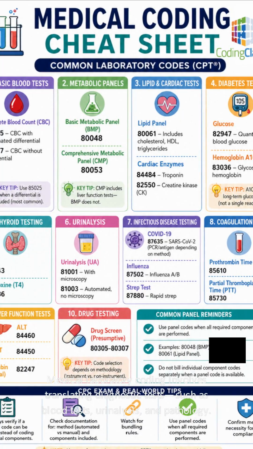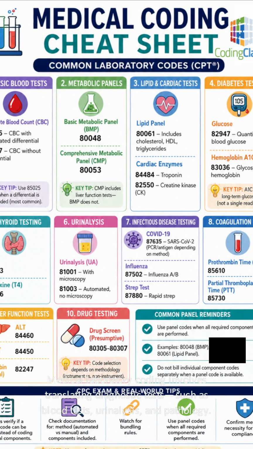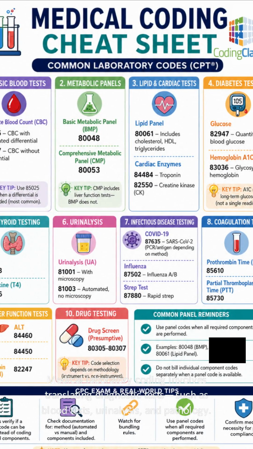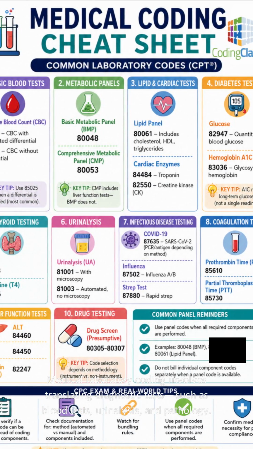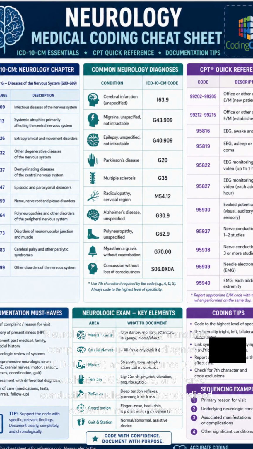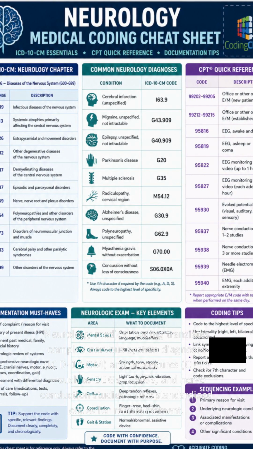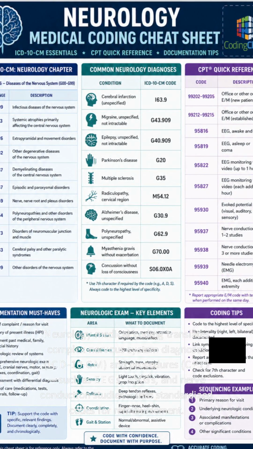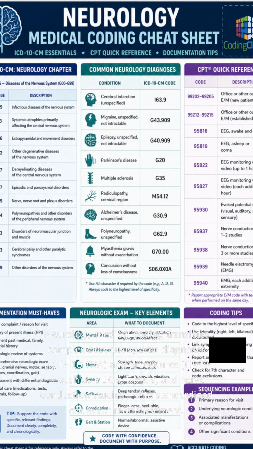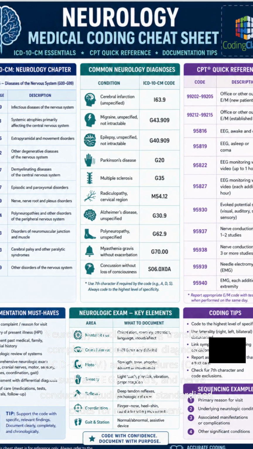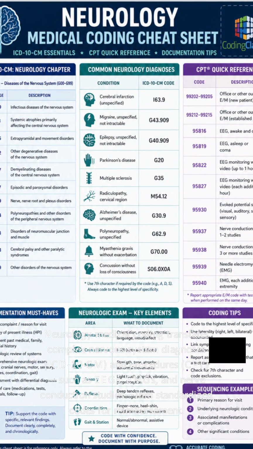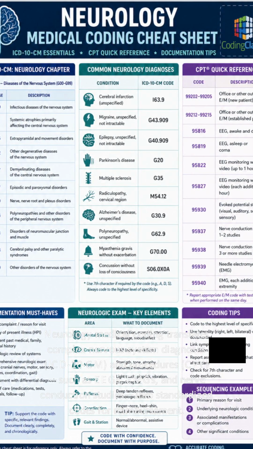Medical laboratory coding involves translating diagnostic tests, such as blood tests, urinalysis, and pathology. Neurology medical coding translates complex nervous system diagnoses, ICD-10-CM, and procedures, CPT, such as EEGs, EMGs, and nerve conduction studies, into standardized codes for reimbursement.